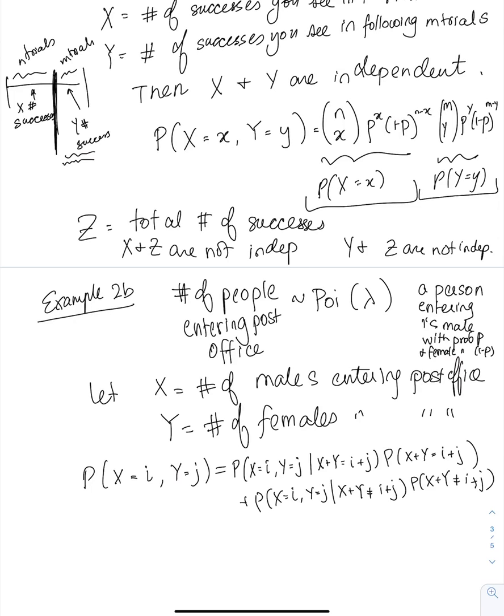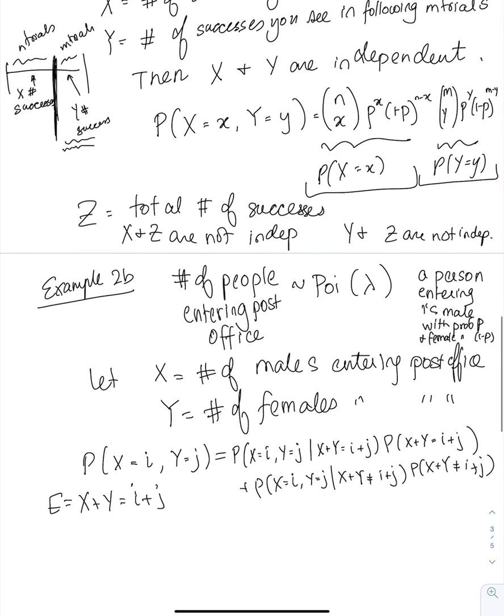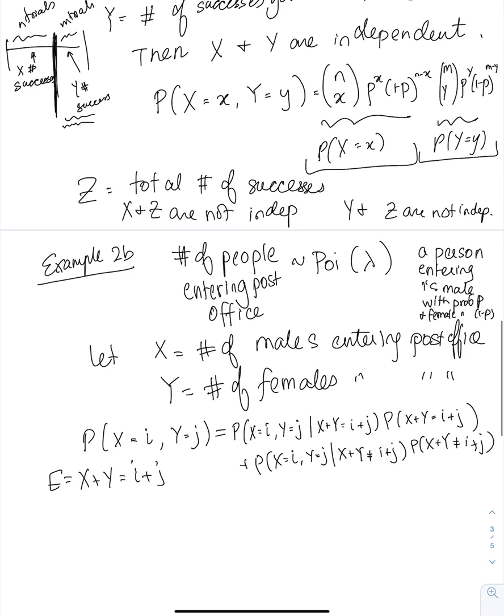So what did we do here? This is just like, let's suppose you have that E is the event that X plus Y equals i plus j. What did we do? Let's say A is the event X equals i intersect Y equals j. So what did we do over here? We looked at probability. We want the probability of A.